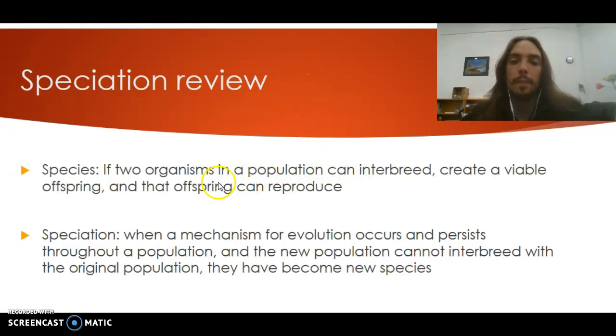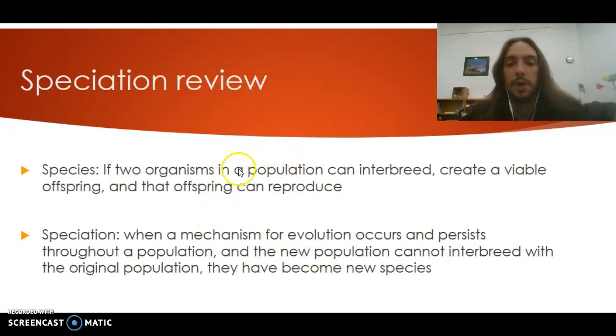So if two organisms in a population can interbreed, and if they create a viable offspring, a living offspring, and that offspring can reproduce, then that is a species. So we'll go back to the horse, donkey, mule situation here, where a horse and a donkey can have an offspring, and it can live, but that mule is infertile, so it is not able to reproduce. So they are not the same species. And speciation, just so that you know for the quiz, it is when a mechanism for evolution occurs and persists throughout a population, and then the new population cannot interbreed with the original population. So then they have become a new species.